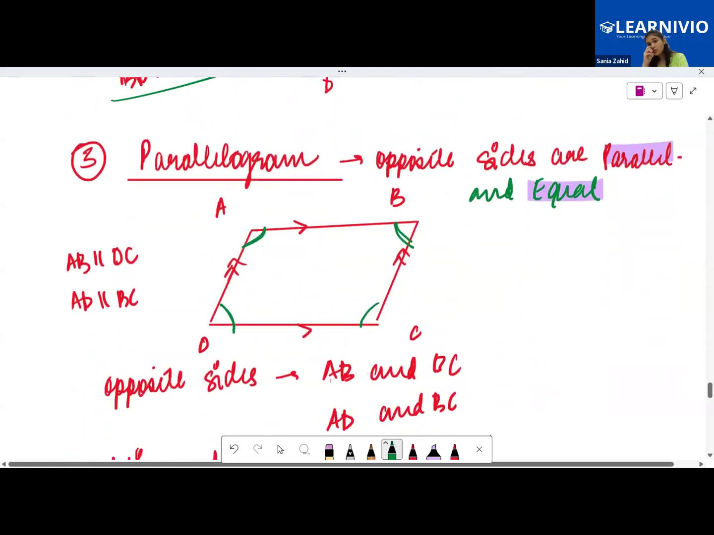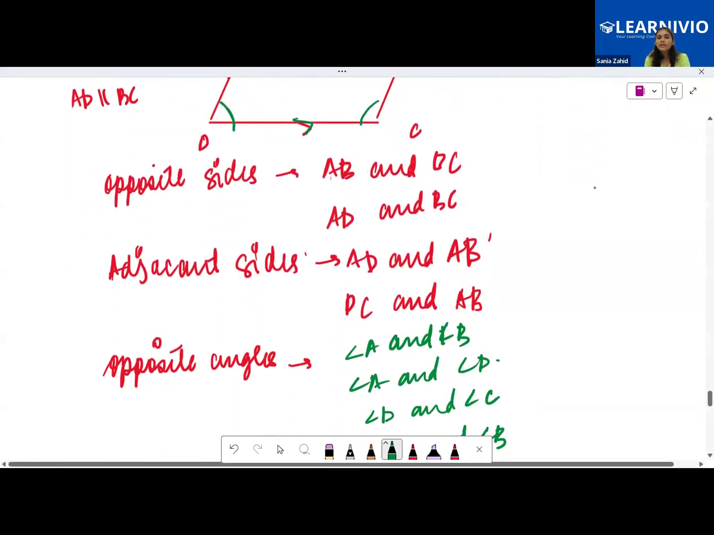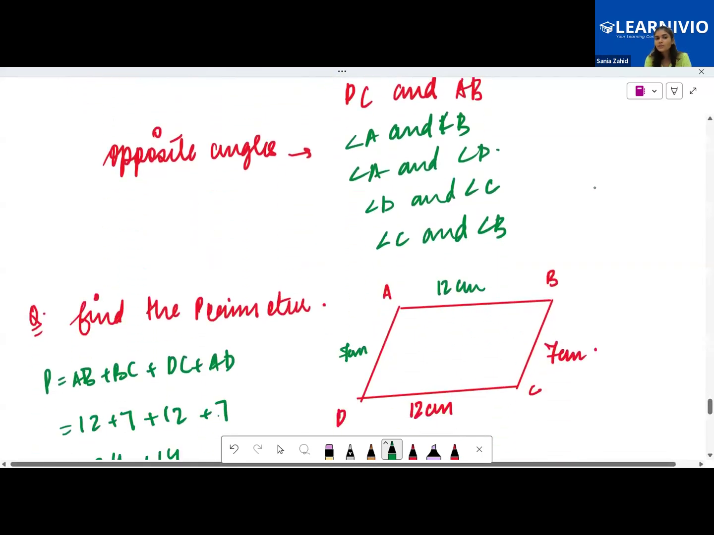Then we came to the parallelogram. In a parallelogram, we studied three properties. First of all, the opposite sides are equal as well as parallel. Like AB and DC are opposite, so they are parallel as well as equal. Then AD and BC are also opposite, so they are also parallel and equal. Then you have adjacent sides. I've written all the adjacent and opposite angle properties over here.